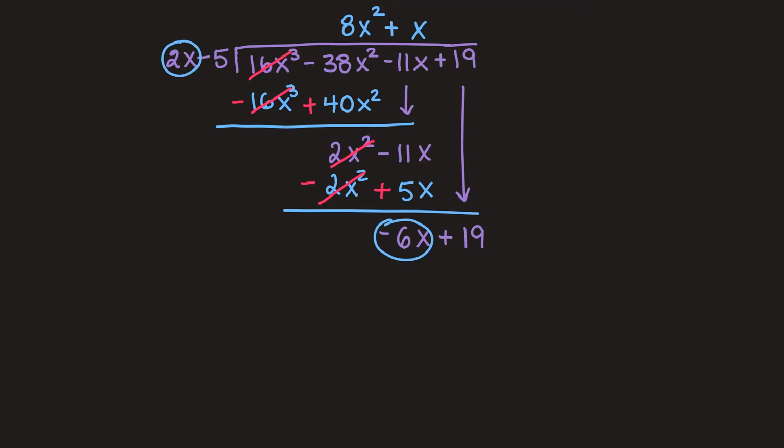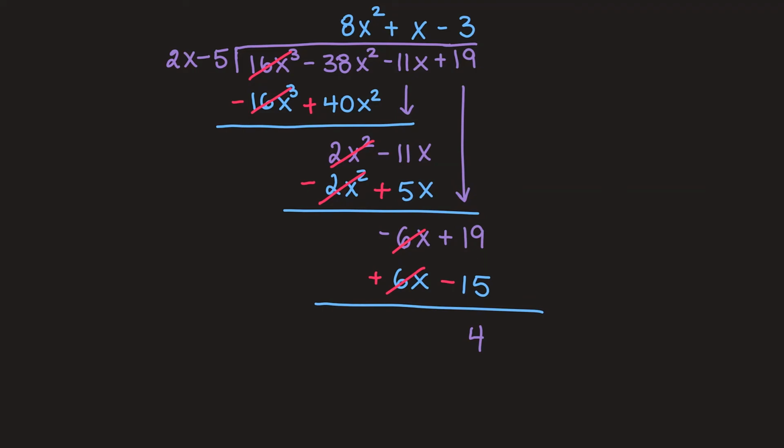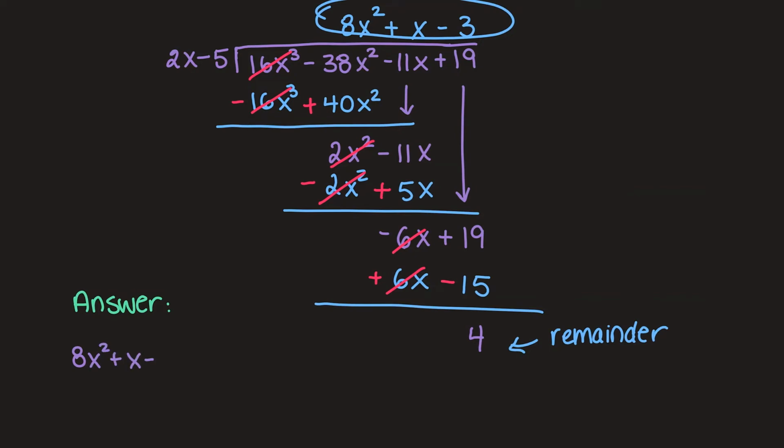We need to multiply 2x by negative 3 in order to get negative 6x, so we place negative 3 above plus 19. Then negative 3 times 2x is negative 6x, and negative 3 times negative 5 is 15. Subtract and distribute the negative, and we get 4. And since there's no more terms to bring down, 4 is our remainder. Therefore, our final answer is our quotient 8x squared plus x minus 3 plus our remainder 4 over our divisor 2x minus 5.